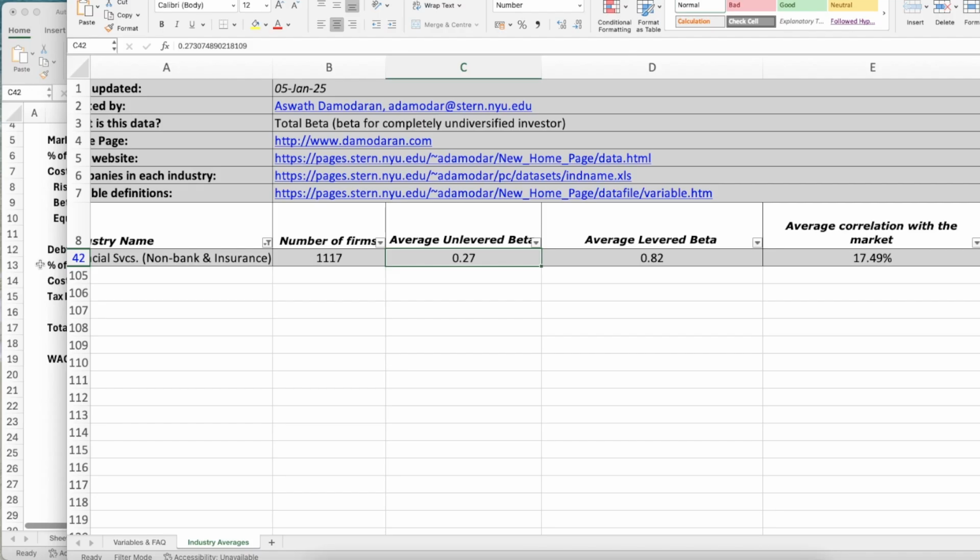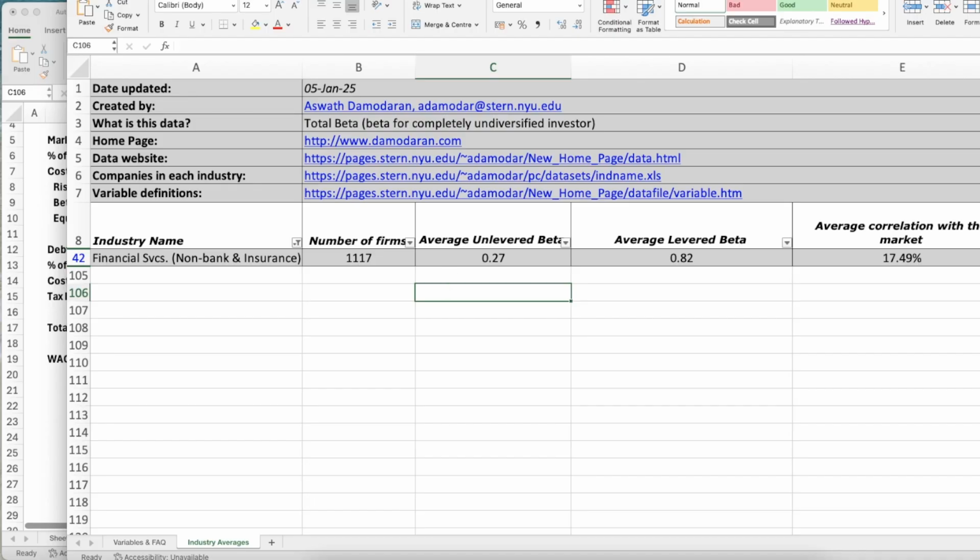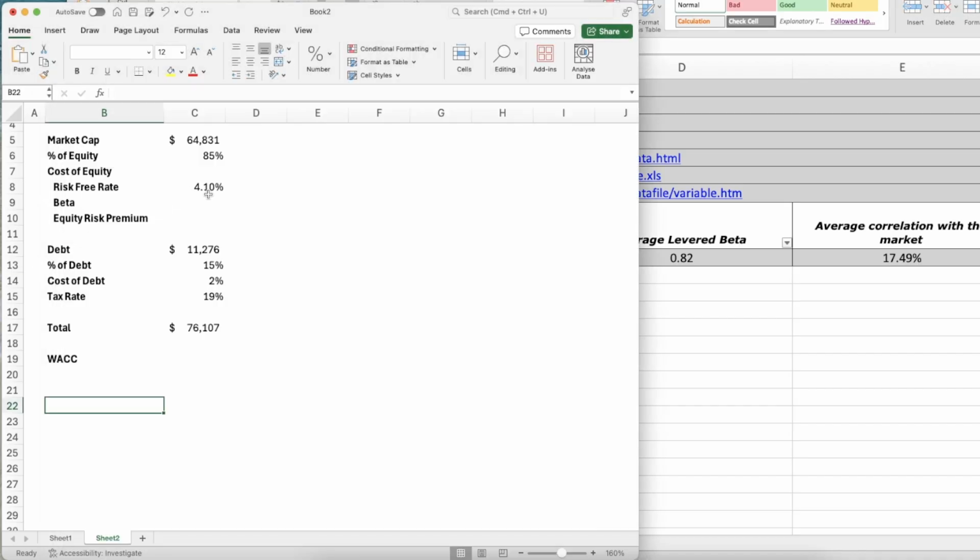In another video, I'll show you when there's different businesses within the company, and they have different betas, and then we merge it together. I'll show you that in another video. For this one, let's go with 0.27 because there's only one business unit for it.